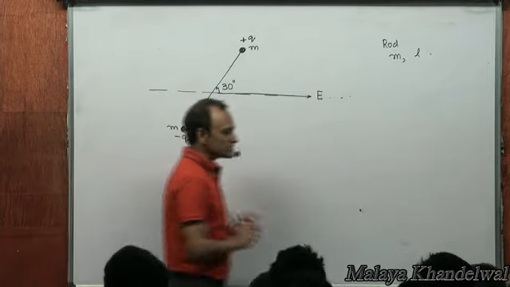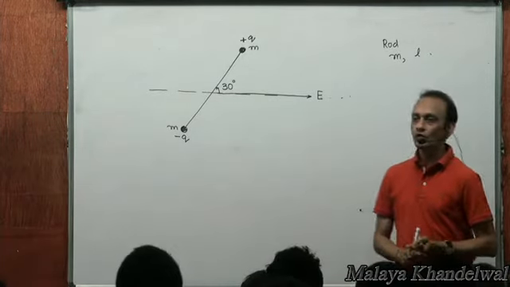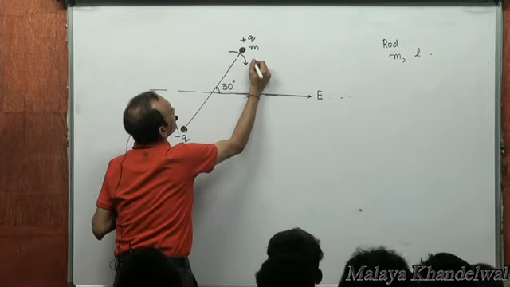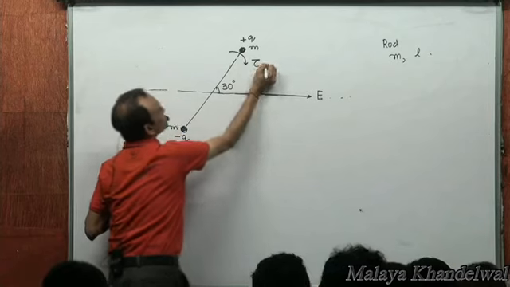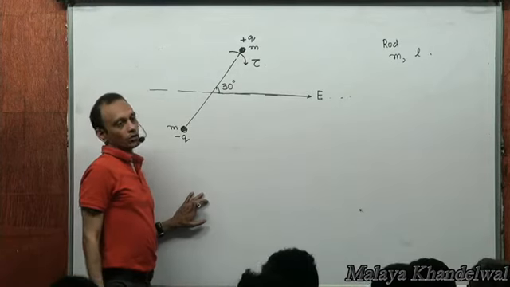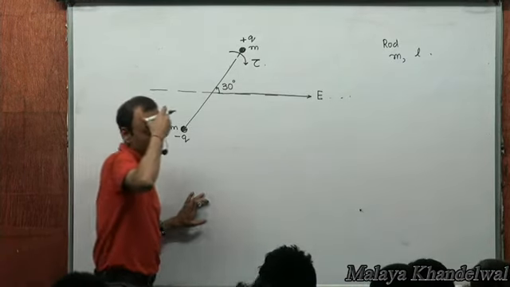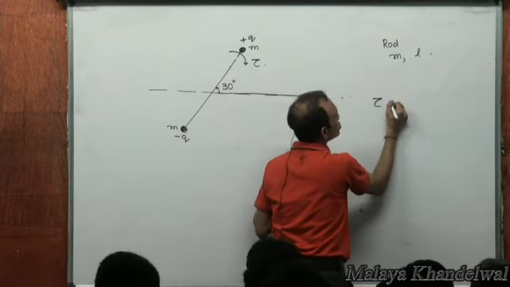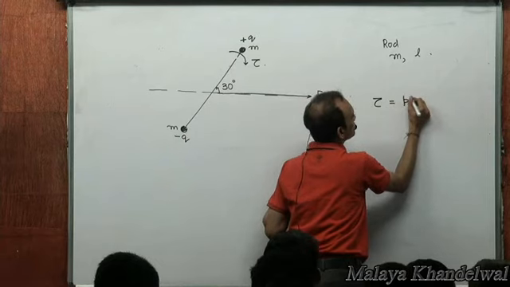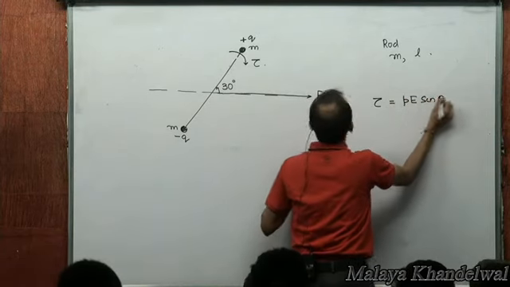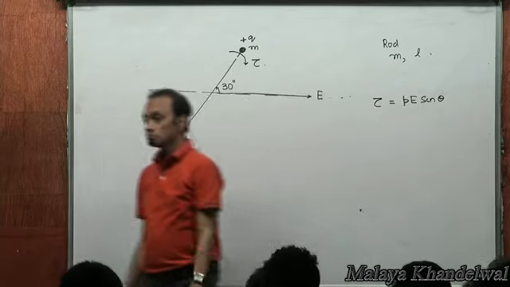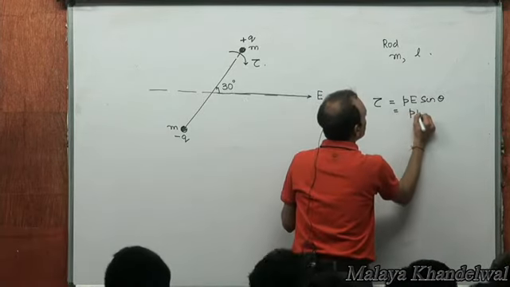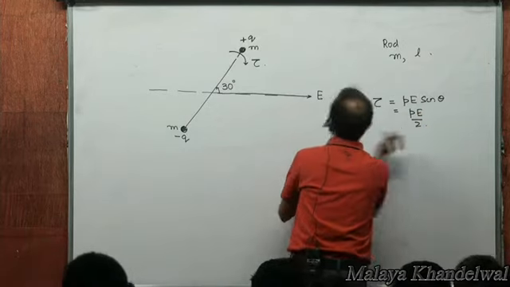So, first of all, like I demonstrated, there is going to be a torque acting on this system. The torque acting on this system is going to be PE sine theta. That's a clockwise torque, right? That is PE sine 30 degrees, that is PE by 2, that's the torque.